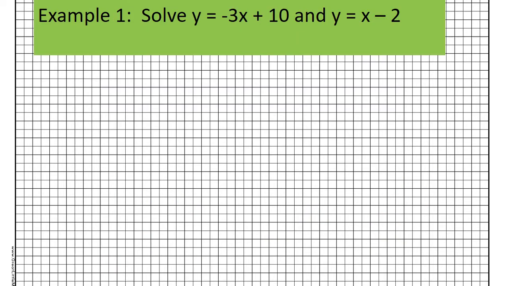All right, so now let's go ahead and start solving these. So the first thing you want to make sure is that they are in slope-intercept form. So we look at these two equations and we see that they are in slope-intercept form. Okay, so we would go ahead and draw your graph. Remember, you only need one graph for each problem.